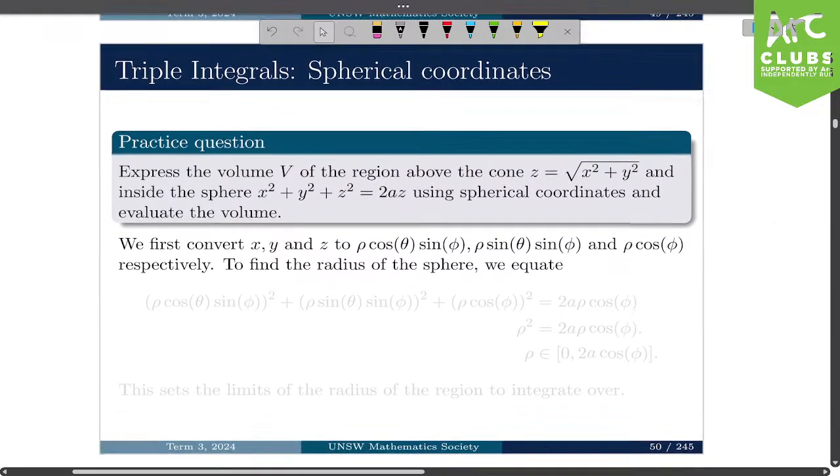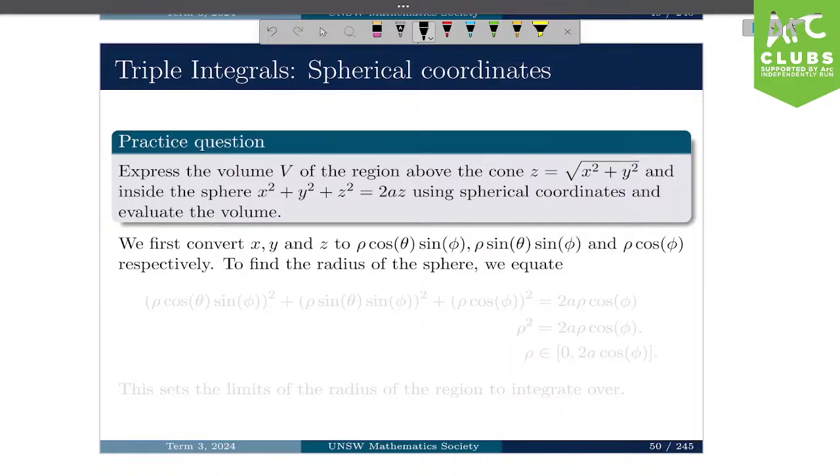So express the volume V of the region above the cone, z equals square root of x squared plus y squared, and inside the sphere, x squared plus y squared plus z squared equals 2az, using spherical coordinates, and evaluate the volume. So let's draw it out first. On a 2D plane, let's say the xz plane, the area we're integrating through should look like this area over here, and you just rotate that about the z-axis.